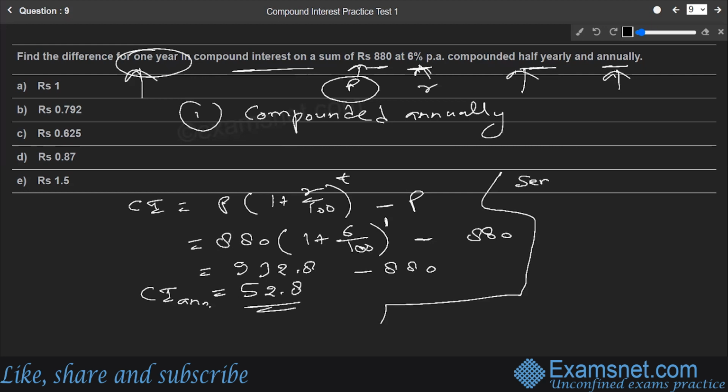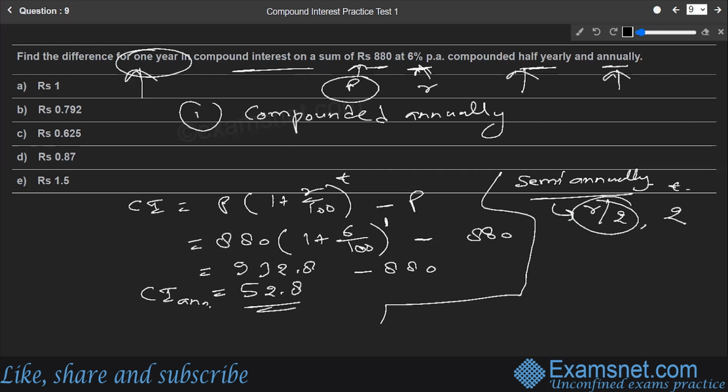When compounded semi-annually or half yearly, we divide our rate by 2, and the time is calculated in the same manner. If it is compounded half yearly and the total time is a year, then how many half yearly spans are there in a year? There are two such spans.